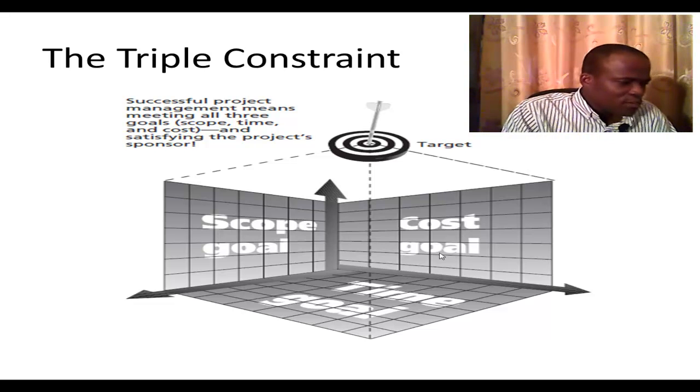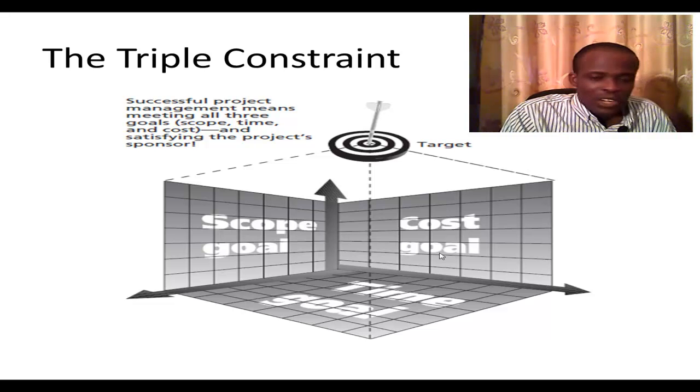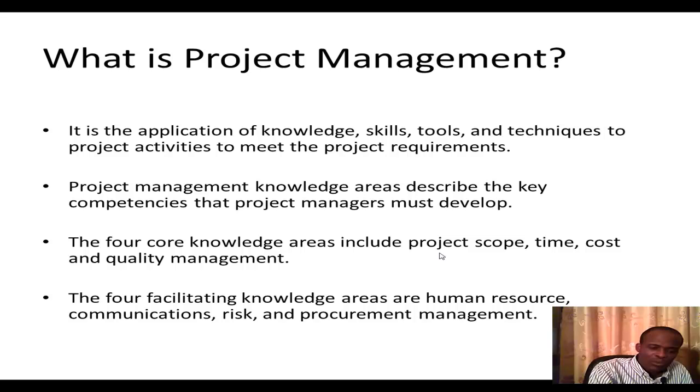So a successful project manager is one who is able to meet all these 3 goals. Sometimes there could be trade-offs, but of course the trade-offs depend on what is crucial in the project. Let's go to what project management is. Project management, again, I'm taking this definition from the Project Management Institute, is the application of the knowledge and skills and tools and techniques to project activities to meet project requirements.